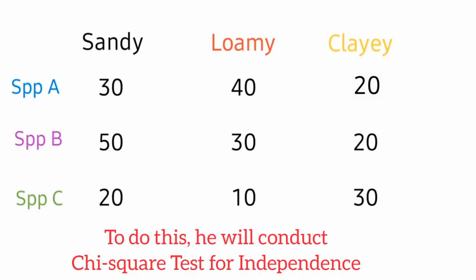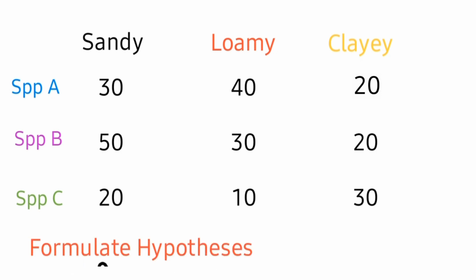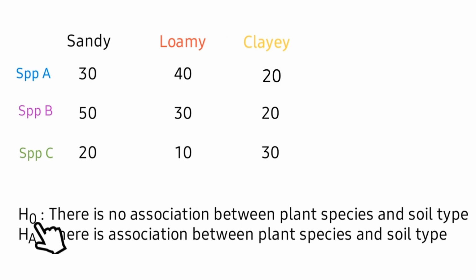Now, to do this, they will conduct a chi-square test for independence. Here is how he will proceed. He will first formulate hypotheses. The null hypothesis states that there is no association between plant species and soil type, while the alternative hypothesis states that there is association between plant species and soil type.